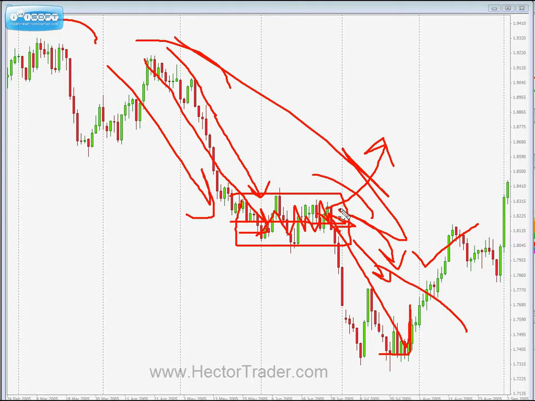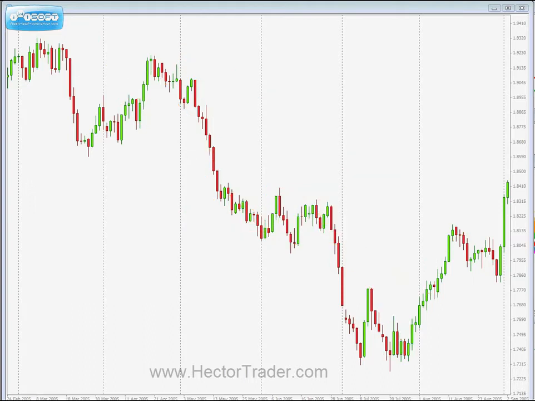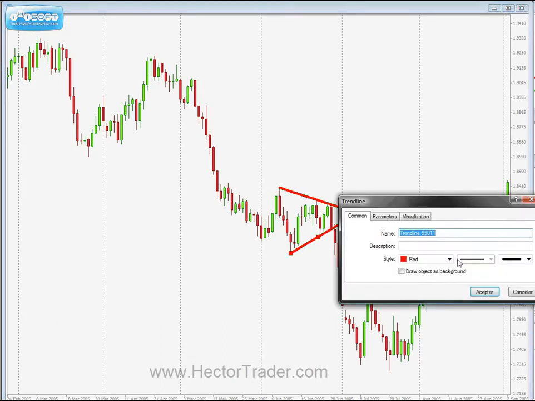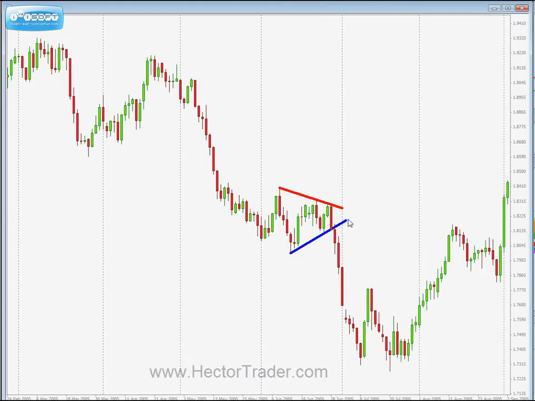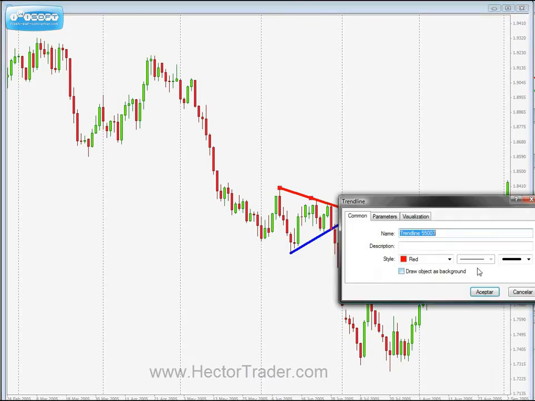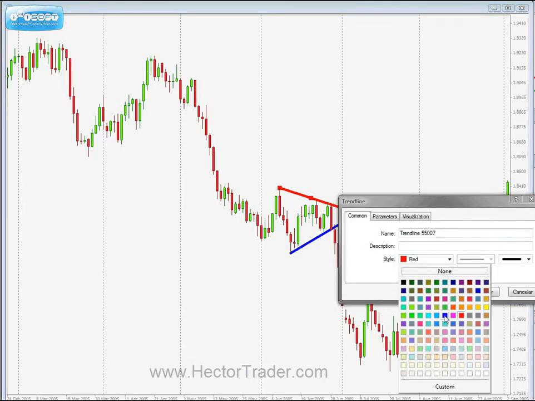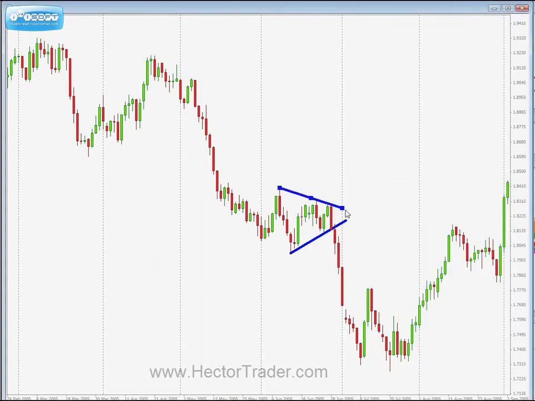In this case we can see a triangle in the central part of the chart. It's the one I'm marking right now, in blue on my screen. As you can see, it's neither a flat top triangle nor a flat bottom triangle. It's just a regular triangle.